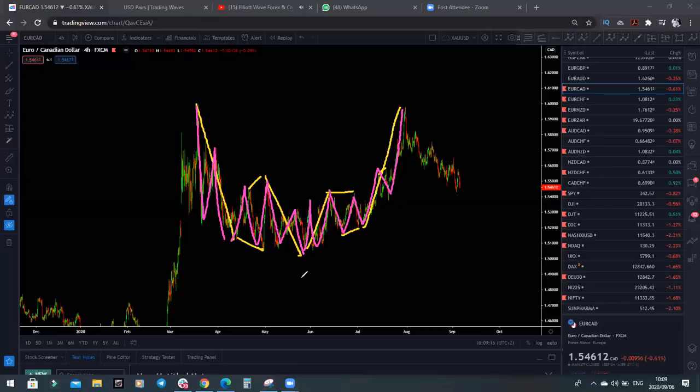So now 1, 2, 3. This is a WXY structure. Is it going to be a WXY structure? It can be a WXY. It can be an ABC. But talking about identifying the difference between those, that is a whole module that we cover in our course, to identify when it is a double, when it is an ABC, WXY, when it is an ABC.